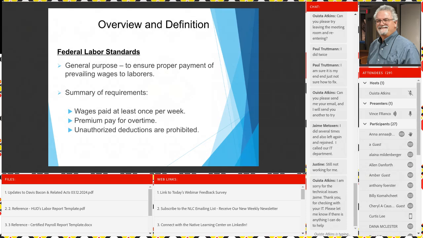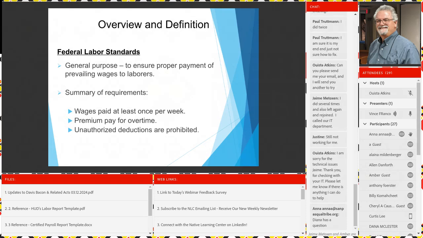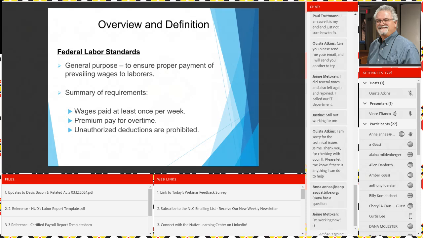They are there to help to the best of their ability with reasonable assurance to make sure all these things fall into place. All right, federal labor standards, general purpose: to ensure proper payment of prevailing wage to not only laborers, but to the apprentices that I was talking about and to the mechanics or journey level, basically everyone that falls under the umbrella of Davis-Bacon. And that's pretty much going to be every laborer that works on the projects.